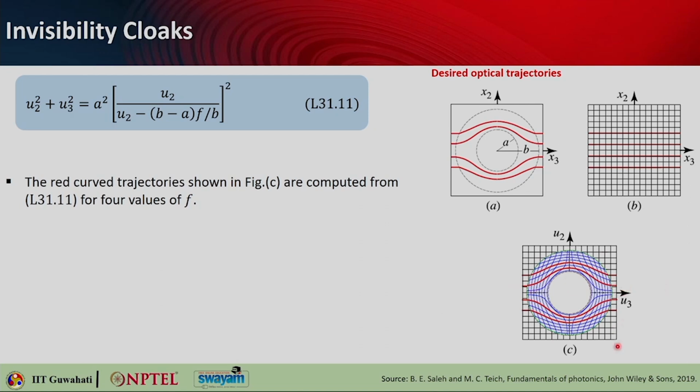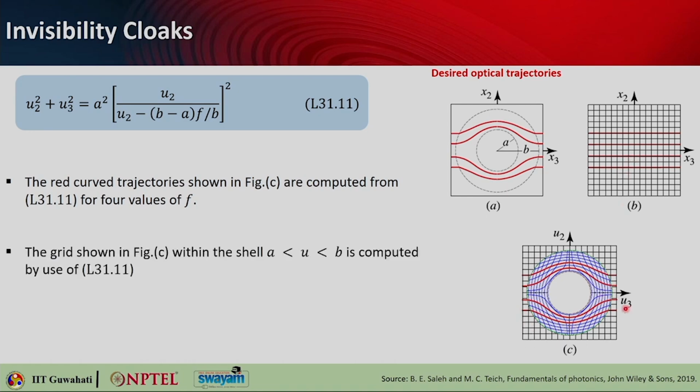So the red curves are computed using this one, and these are the 4 values. You can also see these are 2 and 2. So, these are the 4 values. So, this is how the top 2 goes to these 2 curved red lines, and the bottom 2 to the bottom 2 red curved lines. Okay.